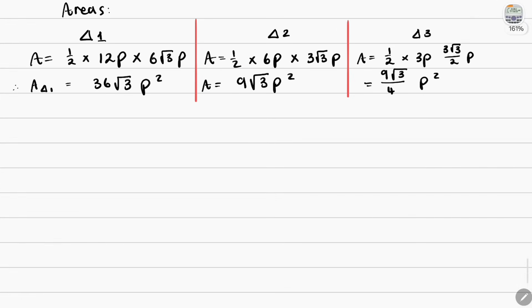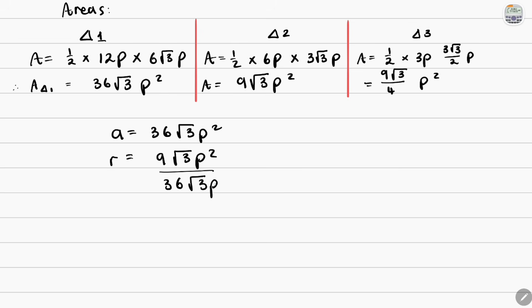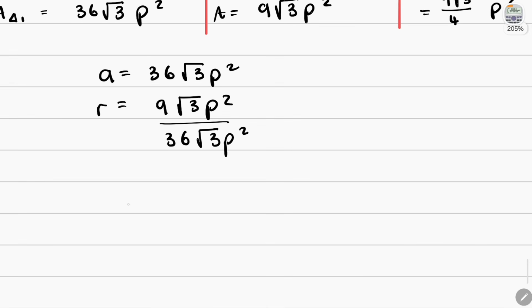Okay, so we're really just trying to find the sum to infinity. So the value of a here, the first term, is 36 root 3p squared. The value of r is, we'll just take the second term divided by the first. So if we take 9 root 3p squared divided by 36 root 3p squared, then this means that they will cancel and you have 9 divided by 36.